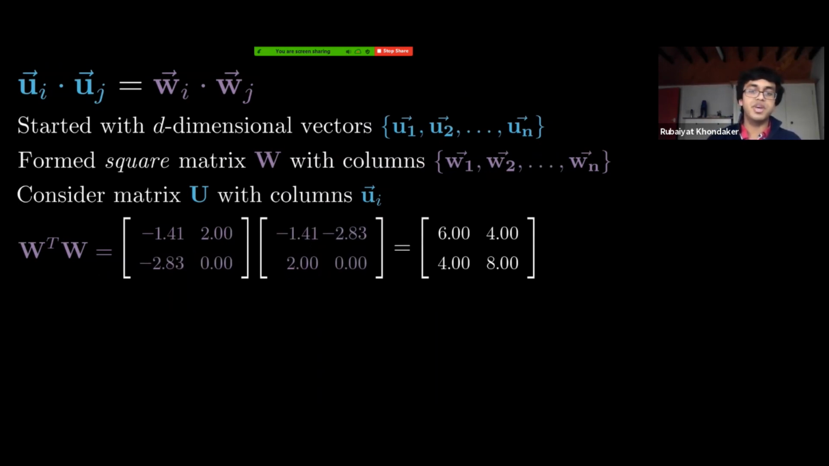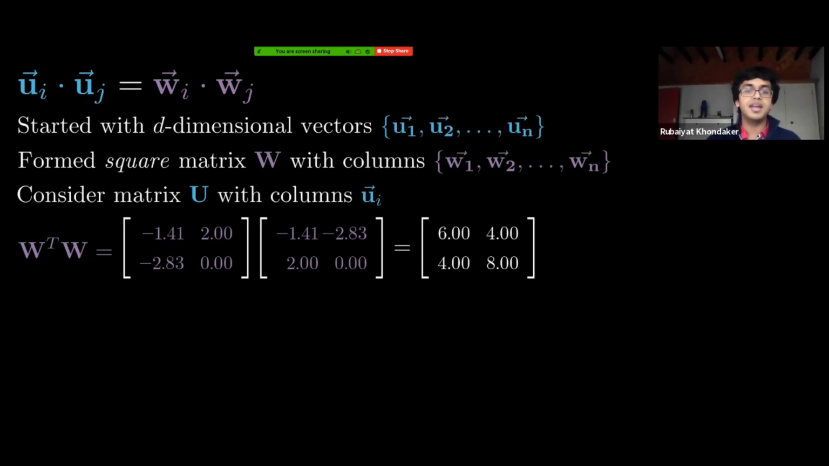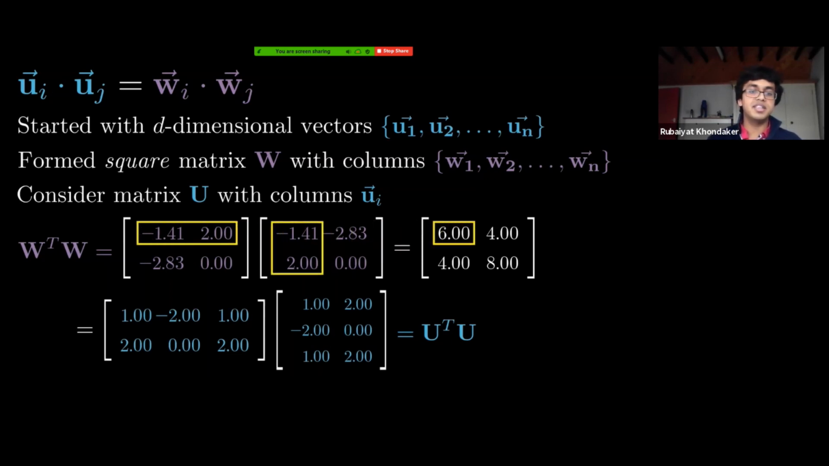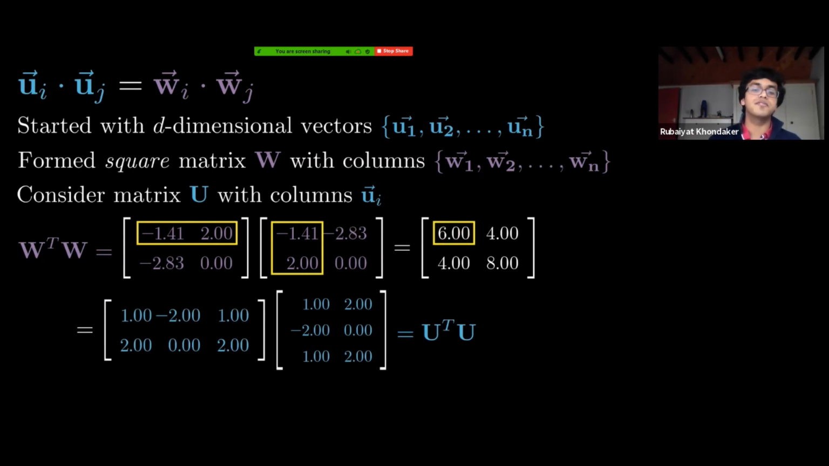Remember, the transpose is where you just flip the matrix along its main diagonal. That gives you a matrix whose entries are 6, 4, 4, 8. And it turns out that because of this property, that's equal to U transpose U. For example, the top left entry, 6, you compute by multiplying this first row and this first column, which is like taking a dot product of this row and this column with itself.